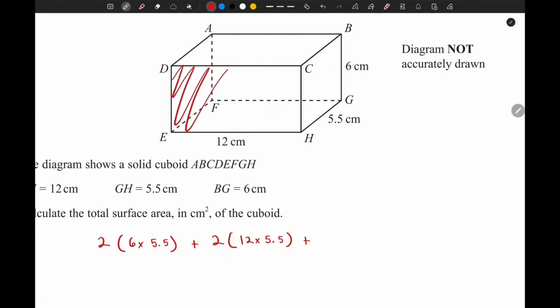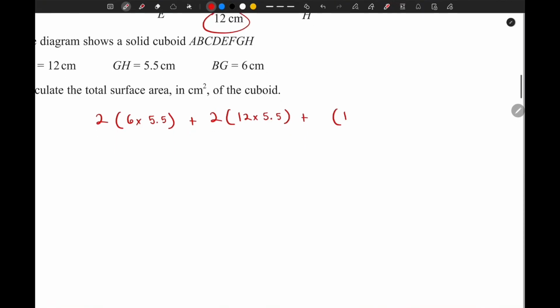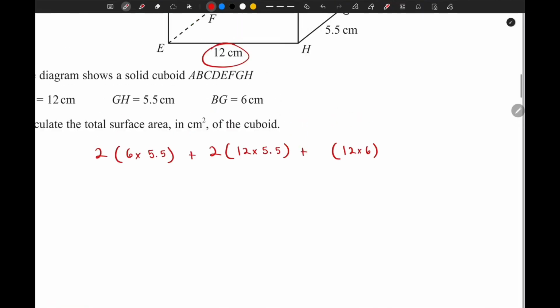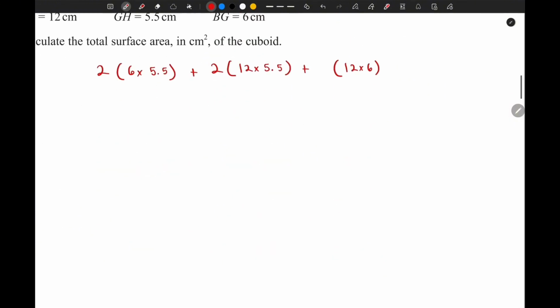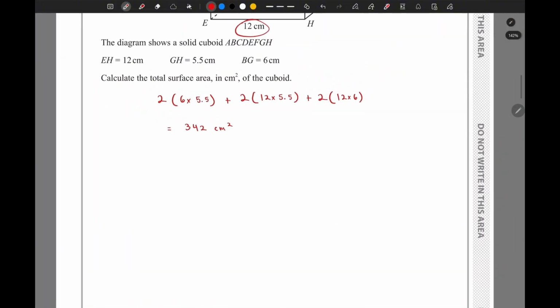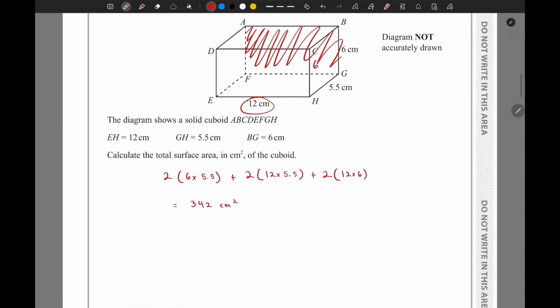Now for the side rectangle, this has a length of 12 and a height of 6 centimeters. So the area of this would be 12 times 6. Now there's an identical rectangle on the opposite side, so this will also be multiplied by 2. So the answer to this would be 342 centimeters squared. So that is the answer to this question.